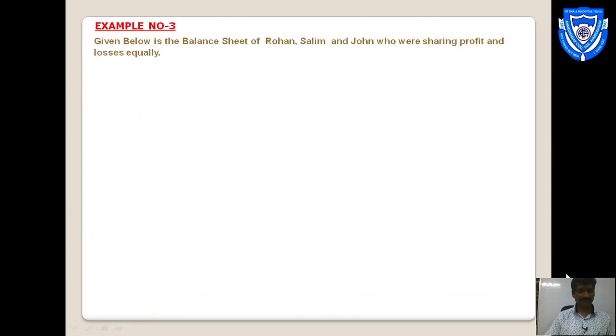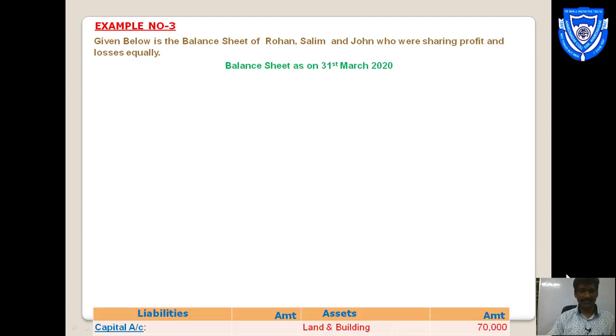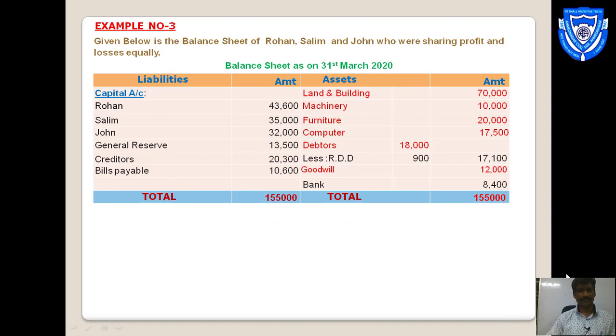Example number 3. Given below is the balance sheet of Rohan, Salim and John, who were sharing profits and losses equally. Balance sheet is given as on 31st March 2020. Liabilities first: capital accounts of Rohan, Salim and John, then general reserve, creditors and bills payable. Again, assets are given: land and building, machinery, furniture, computer, debtors less RDD, goodwill and bank.